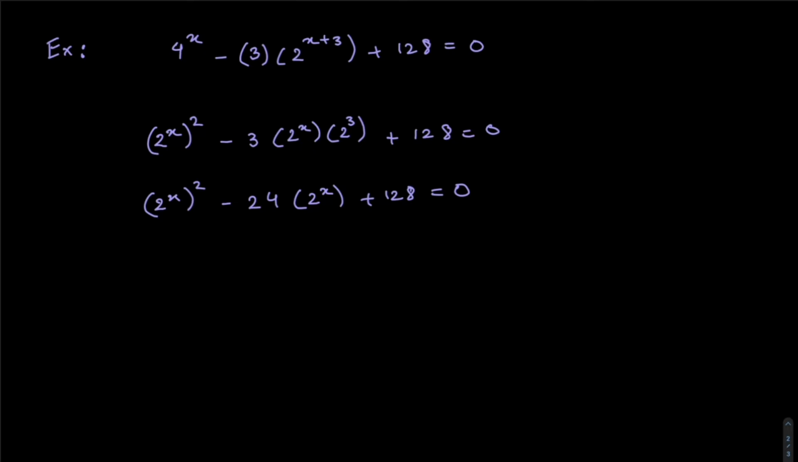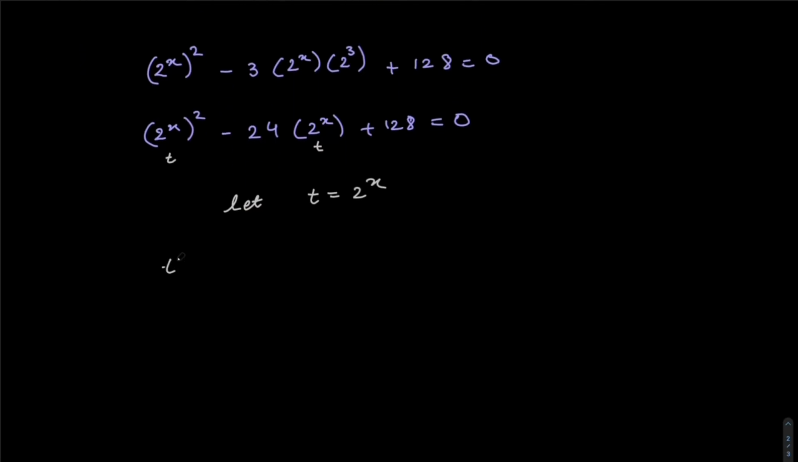Now I'm going to make a substitution. The substitution will be: let t be 2 raised to the power x. So everywhere there's 2 raised to the power x, I'm going to put t there. I'm going to put a t here and a t here. So what I'm going to have is t squared minus 24t plus 128 is equal to 0. Now I have a quadratic function, or a quadratic equation.